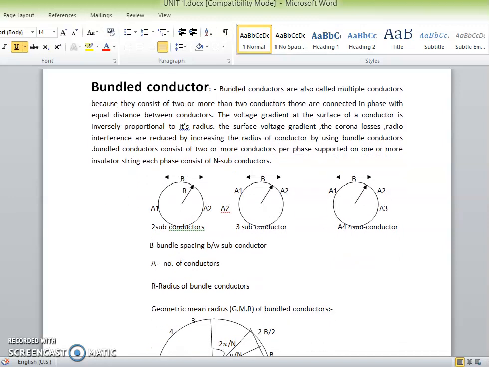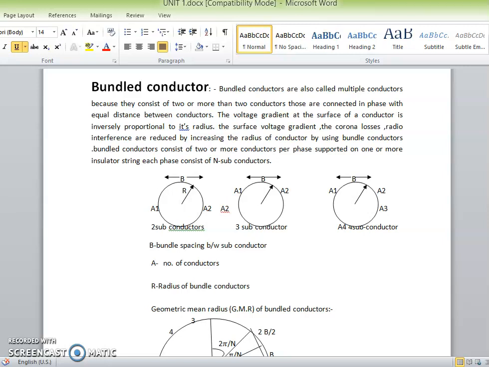Initially we should know what is the importance of bundle conductor in power transmission line and what is the bundle conductor. A bundle conductor is a conductor made up of two or more subconductors and is used for one phase conductor for voltage greater than 220 kV. It is preferable to use more than one conductor per phase, which is known as bundle conductor.